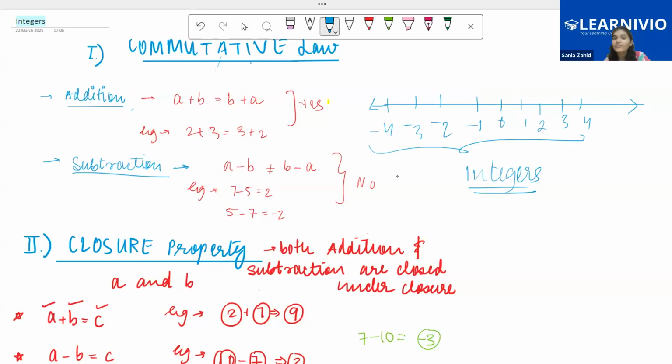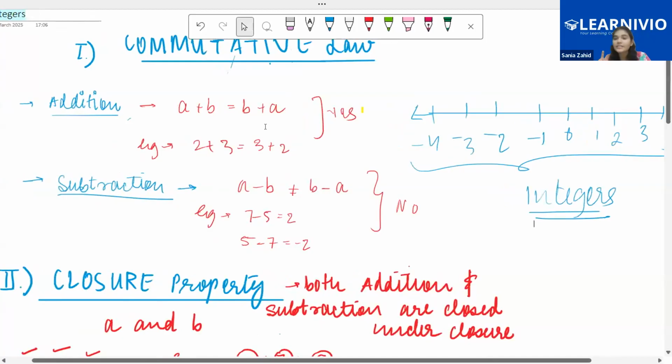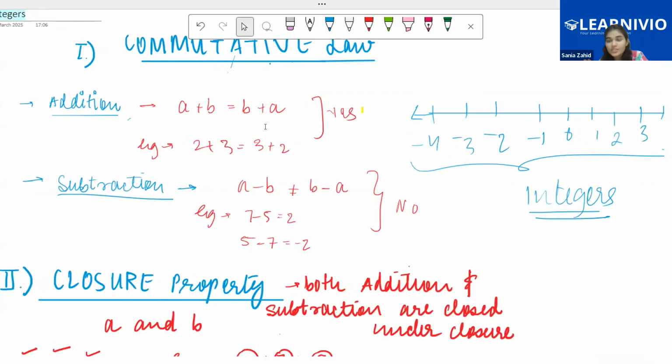Now, we have various laws of integers. The first law of integers that we have is the commutative law. Now, what is the commutative law? The commutative law is very simple. It says that whenever you add two integers, for example, you have 2 and 3. 2 and 3 both are integers. If I add 2 and 3, 2 plus 3 is 5. But if I write 3 plus 2, is 3 plus 2 also 5? Yes. So that means addition is commutative in nature.